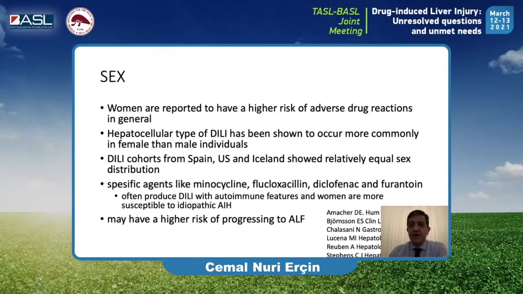Women are reported to have a higher risk of adverse drug reactions in general. Hepatocellular type of DILI has been shown to occur more commonly in female than male individuals. On the other hand, DILI cohorts from Spain, US, and Iceland showed relatively equal sex distribution. We know that minocycline, flucloxacillin, diclofenac, and nitrofurantoin-related adverse reactions were seen more frequently in women. These medicines, especially minocycline and nitrofurantoin, are accepted as responsible for DILI with autoimmune features, and also women are more susceptible to idiopathic autoimmune hepatitis. Lastly, women may have a higher risk of progressing to acute liver failure in DILI cases.